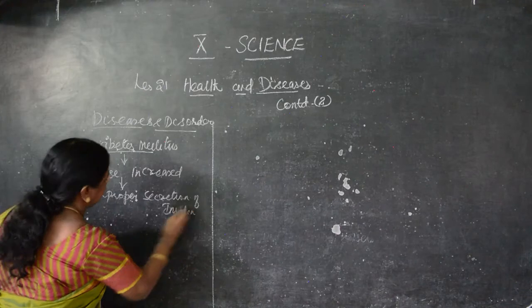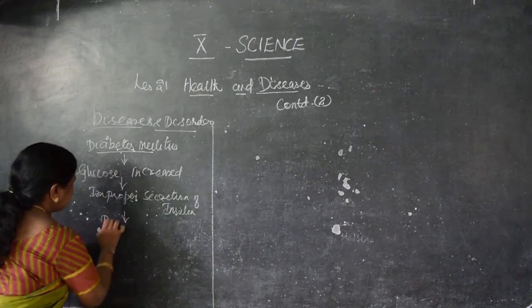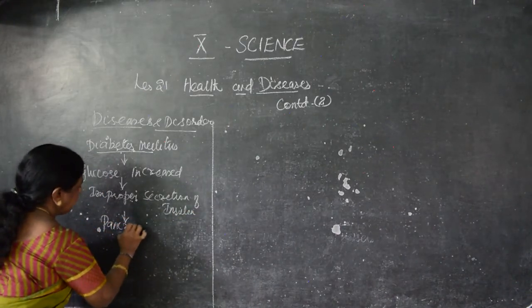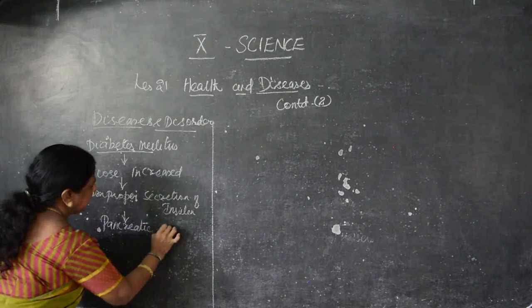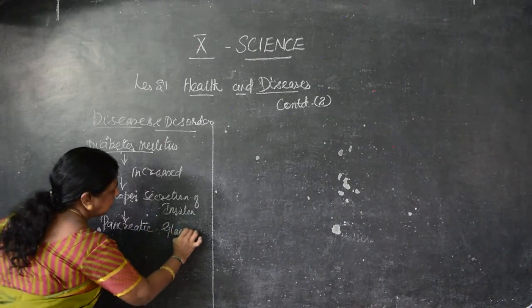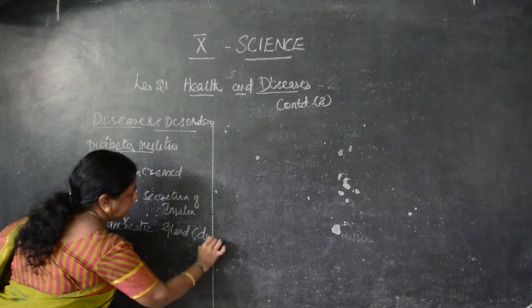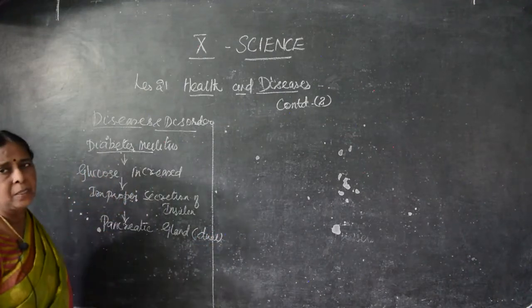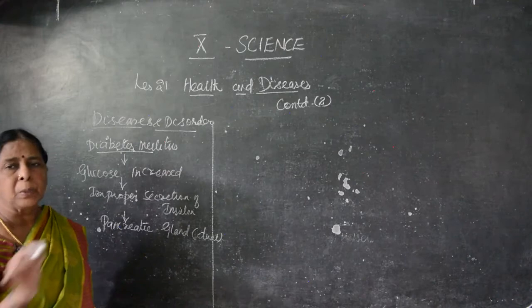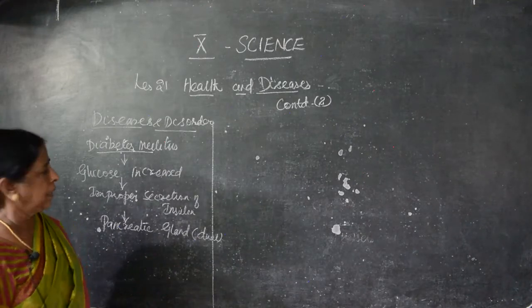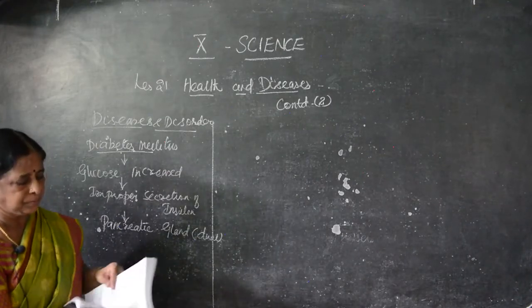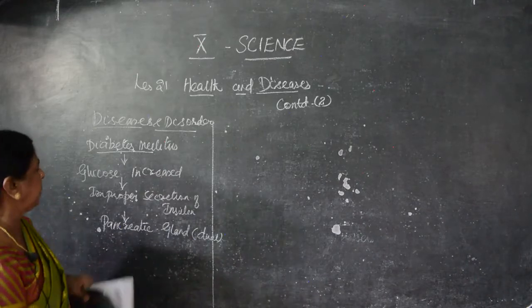So insulin, from where does it come? It's from the pancreatic gland. This is, I said already, dual gland. Endocrine lesson we have taken. Pancreas. It has a leaf shape, with patches inside it, that is islets of Langerhans. Okay, pancreatic gland. There are 2 types of sugars.